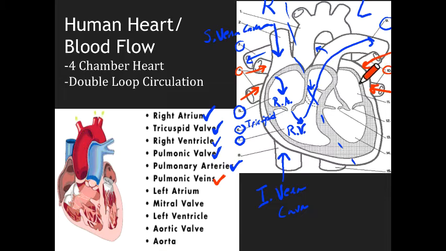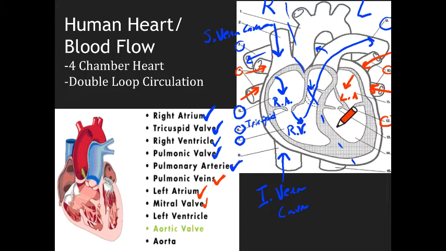Okay. So oxygenated blood comes in. We've completed loop number 1, and we come into this first thing, which is going to be an atrium, a collecting chamber. So this is the left atrium. We're going to be regulated by a valve to separate the atrium and ventricle, separate those two chambers. So this valve is going to be referred to as the mitral valve. You might also see this as the bicuspid valve as well, but mitral valve.